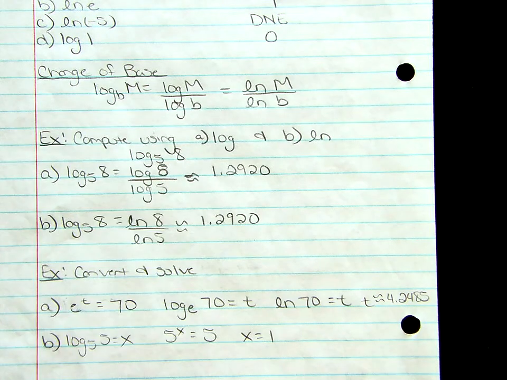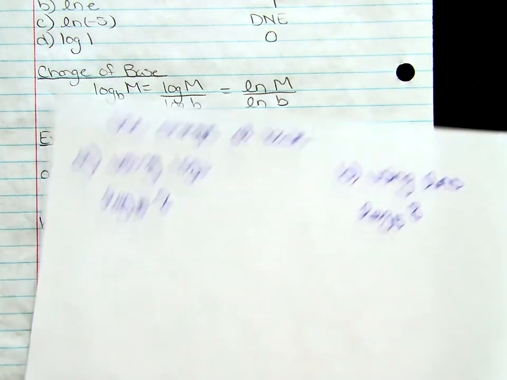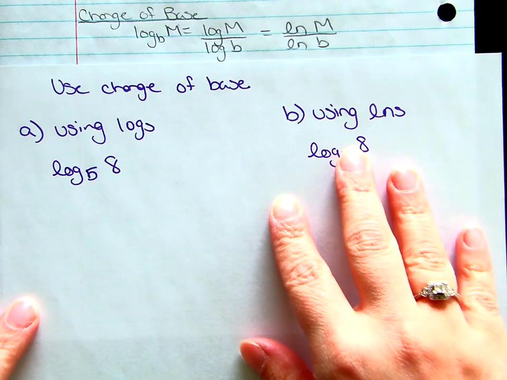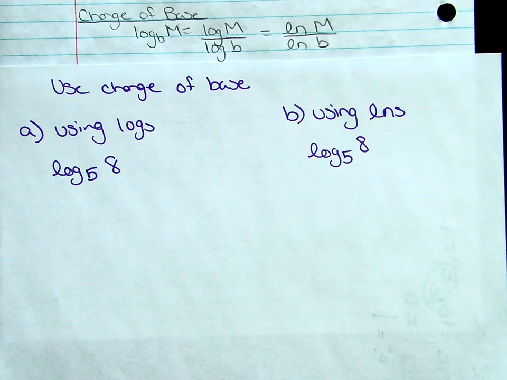So try and leave that change of base up there as well. We're going to use the change of base formula to figure out what log base 5 of 8 is. And we're going to do it both ways so that you see that it does work both ways. For part A, we're going to use the common logs. For part B, we're going to use our natural logs.